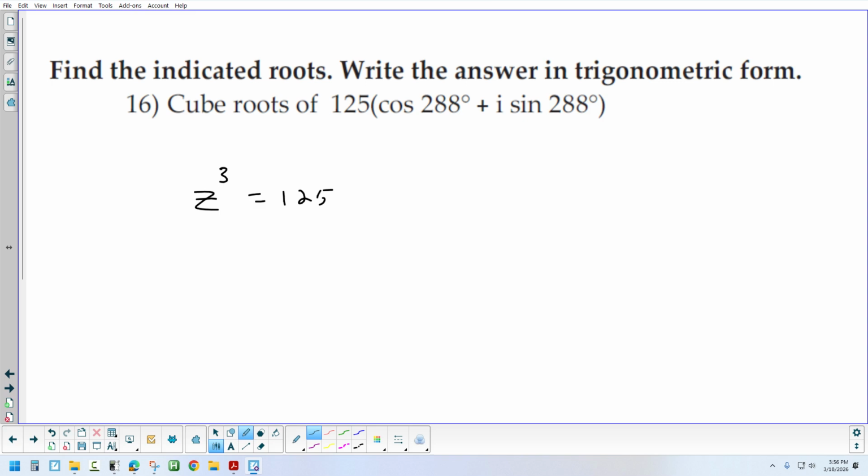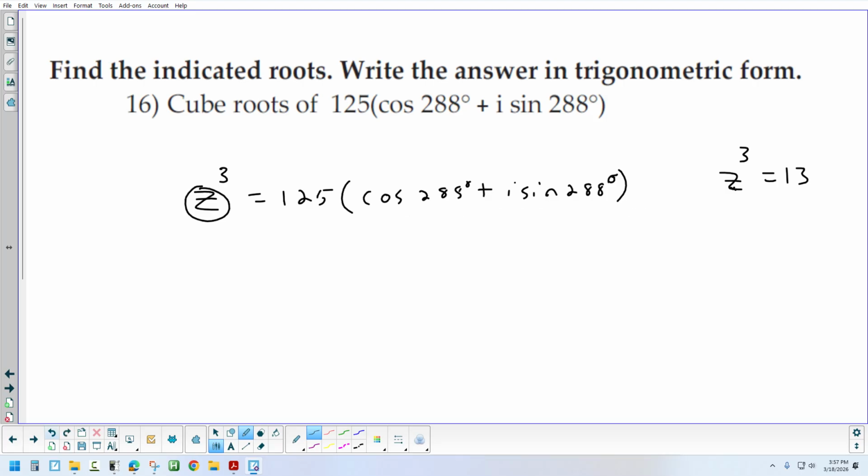If you can figure out what z is, that's the cube root of 125 cosine 288 plus i sine 288. It's the same thing if I said to you, what's the cube root of 13, and you didn't know how to find it. The cube root of 13 means that there's some number that you can raise to the 3rd power, and when you do that, you will get 13. If you can figure this out, you know the cube root of 13. Same thing here. If you can figure out z, then you know the cube root of all of that.